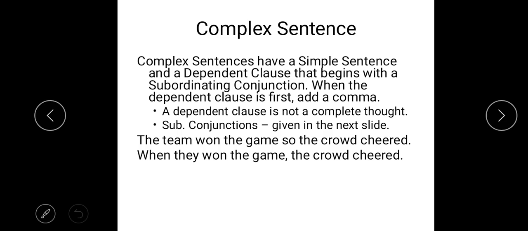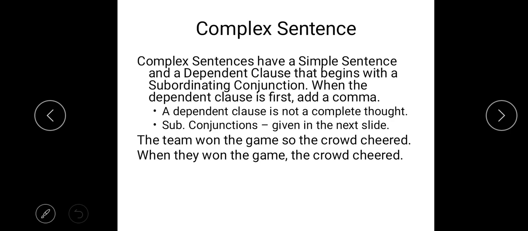As we saw in the rule here, when the dependent clause is first, add a comma. So "when they won the game" is a dependent clause. It comes first and a comma is added after that to make the complex sentence: "When they won the game, the crowd cheered."